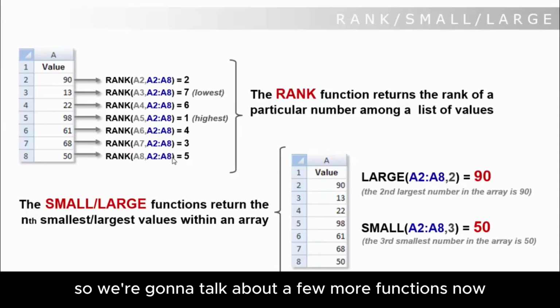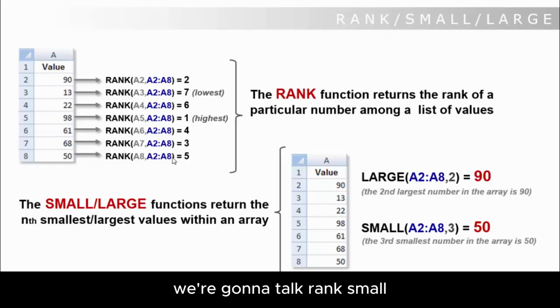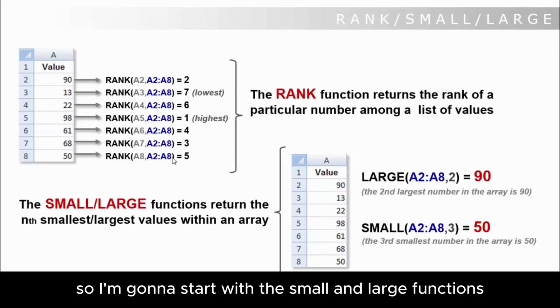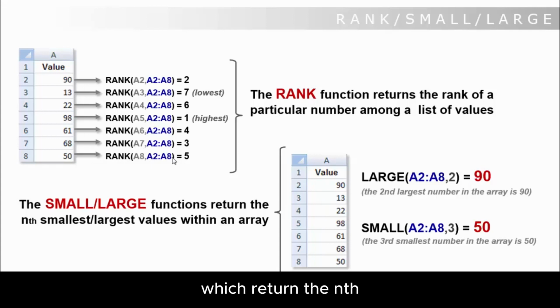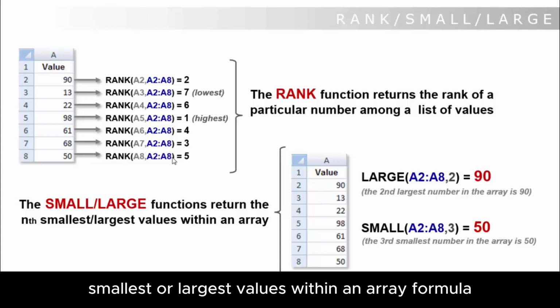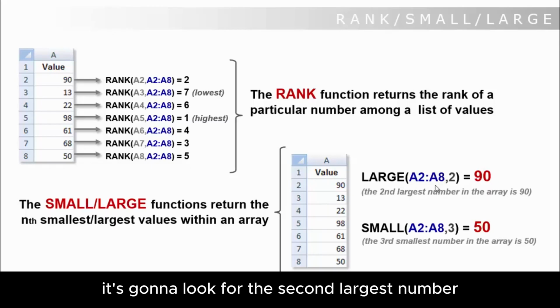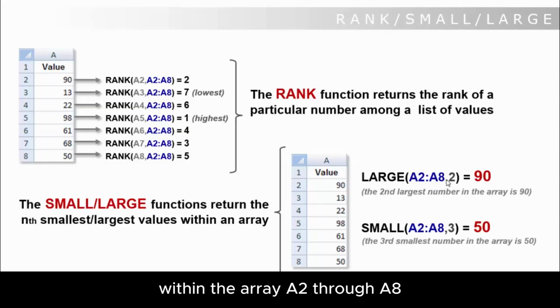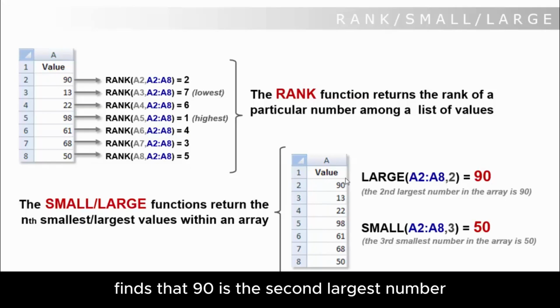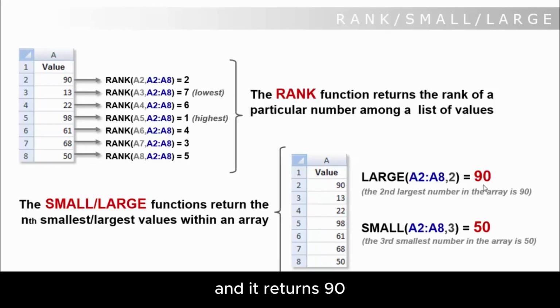All right, so we're going to talk about a few more functions now. We're going to talk rank, small, large, and percent rank. I'm going to start with the small and large functions, which return the nth smallest or largest values within an array. Formula syntax-wise, there's two components. You have your data array, and then the rank of the number you're trying to return. So if I write large A2 through A8, comma 2, it's going to look for the second largest number within the array A2 through A8. It finds that 90 is the second largest number, and it returns 90.